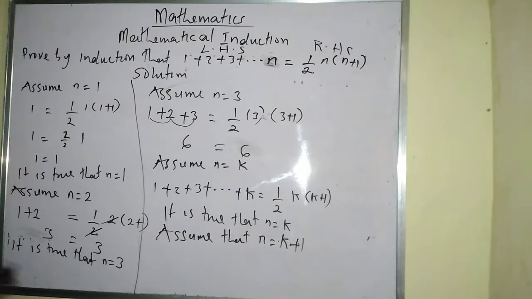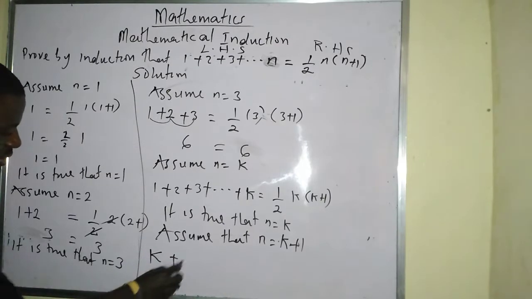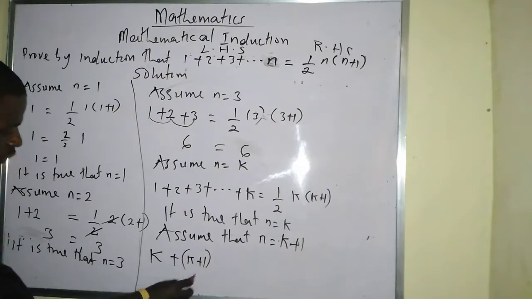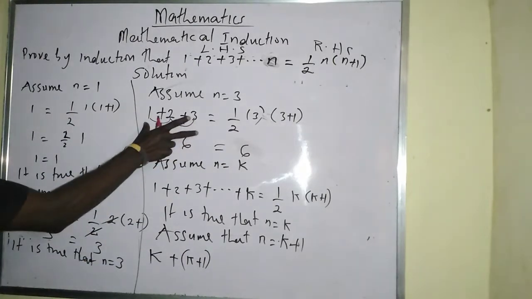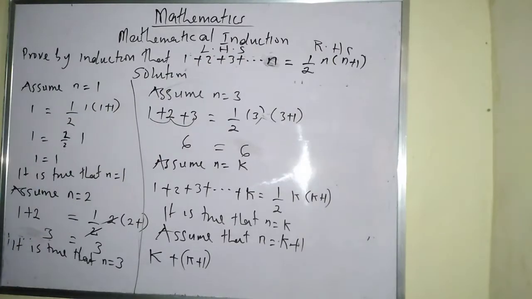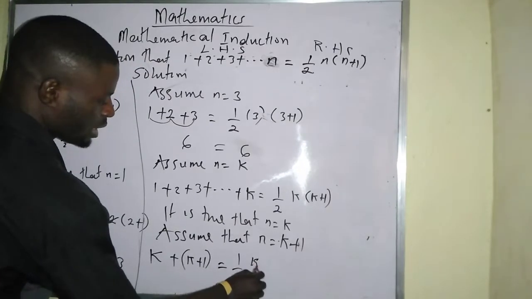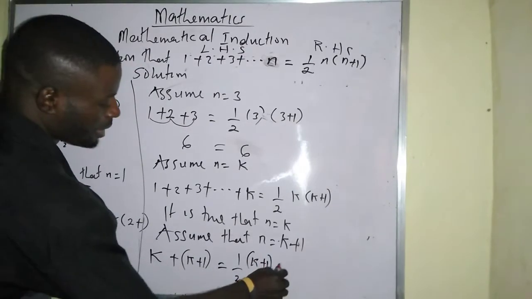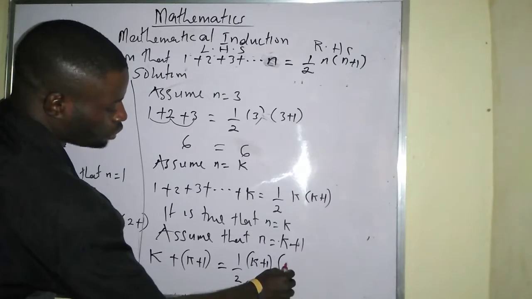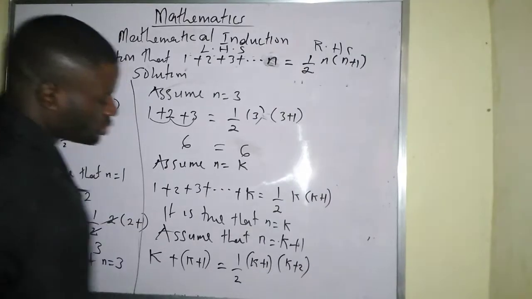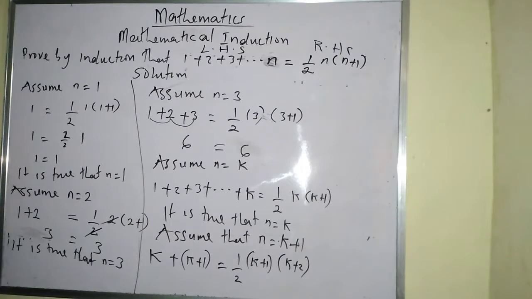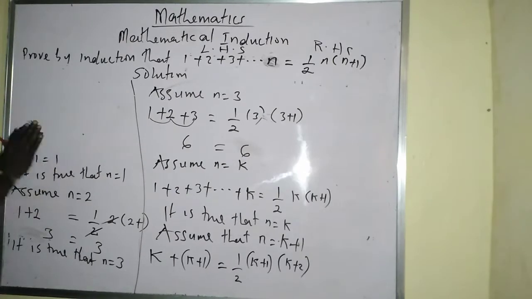Now, it means I'll have k plus k plus 1. Don't forget that everything that is here becomes k, and everything that becomes k plus 1 can now be equal to, anywhere I see n, it will be represented by k: 1 over 2, times (k plus 1), times (k plus 1 plus 1), which is k plus 2. Now, I will start my maths.